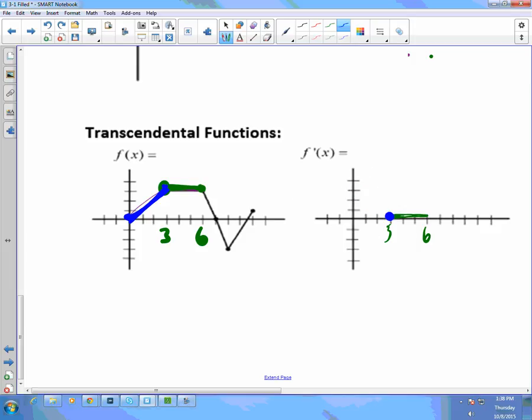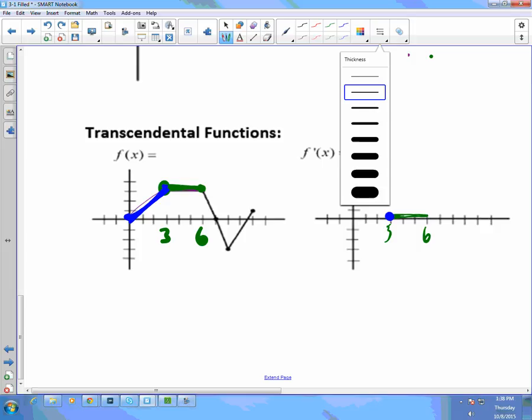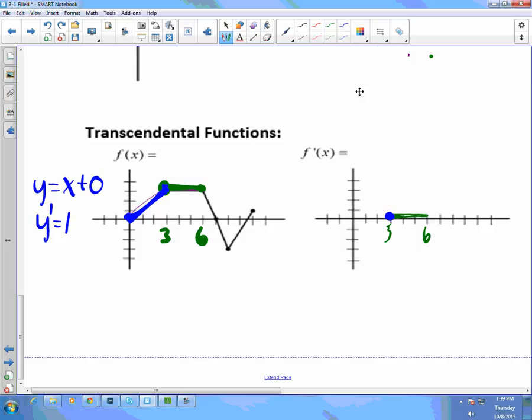This blue line is y equals 1x plus 0, right? So the slope is 1, the derivative is 1. So we need to just do a constant line where the slope is 1. What about the slope at this point? What is the slope at this point? Is it 0? There's no slope at that point.